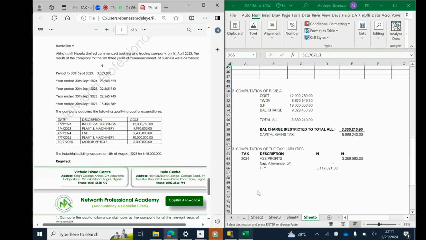All right. Please just try and pay attention, please. This is where it gets dicey. This is where the application of what the law says comes into play. Here we have our capital allowance brought forward. We said that is zero because this is the first year. Then we have our capital allowance for the year. Then we have the sum of both. That is the one that is brought forward and the one that is for the year.